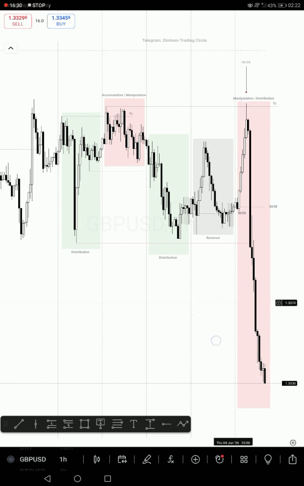So Tuesday right here, as you can see clearly, accumulation and manipulation. So there's this ranging market right here, but the manipulation was the one that happened first. So I should actually correct myself here: manipulation and accumulation. So Wednesday's price action was just a distribution. It didn't actually hit our drawn liquidity, which is our Monday's low, but actually this low was hit perfectly.